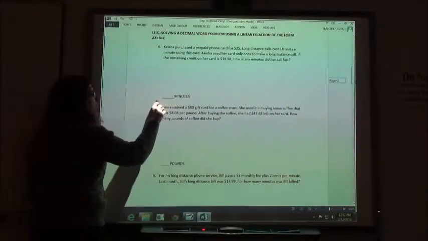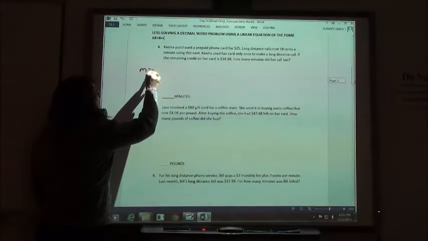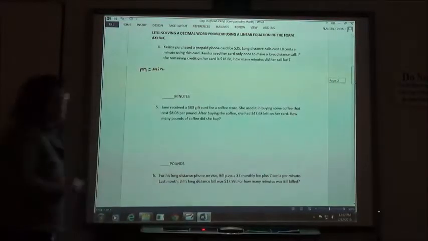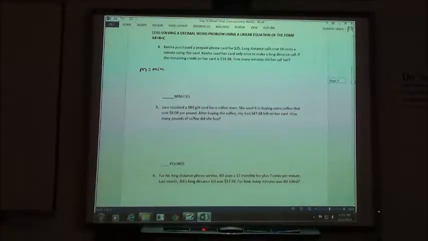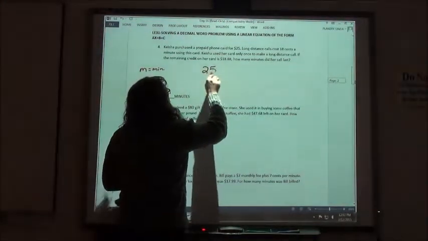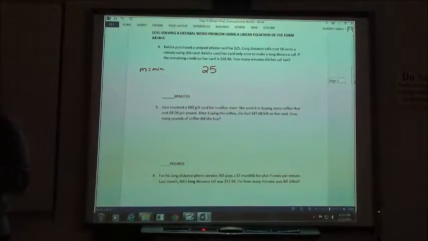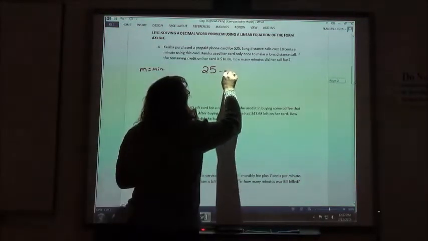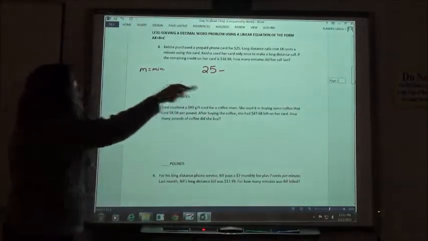So our question wants to know how many minutes. I'm going to use M for my minutes because I like to use variables that make sense to me. So I want to think about what's going on. She got a phone card. The phone card's value to start with was $25. She's then going to use her card. So when I use up the card, I'm going to subtract value off of it, right? I'm going to subtract at a rate of 18 cents a minute.